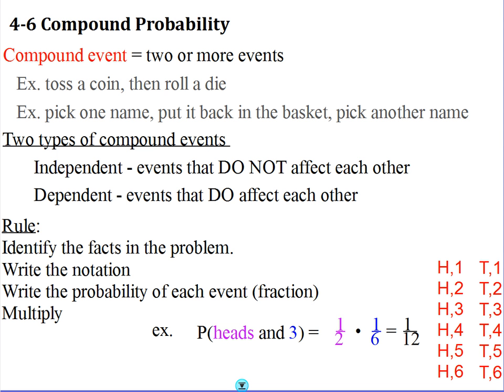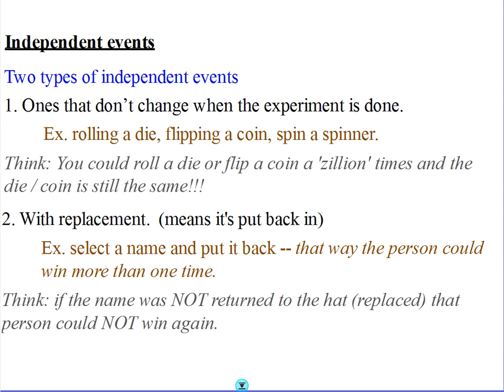But the dependent events that do affect each other are if I have marbles in a bag, I pick one out, and then I go without replacing. I do not replace that marble, and I take one out. So that means when I took that first one out, I'm going to have one less marble in my total when I'm going to pick out the second one. Alright, let's look at independent first.